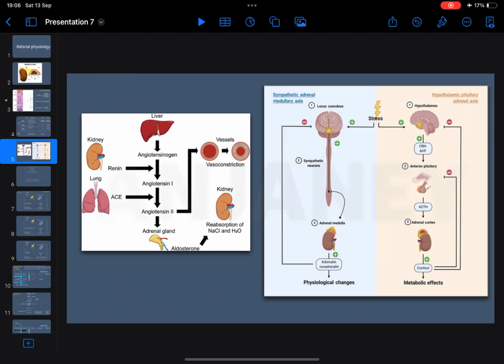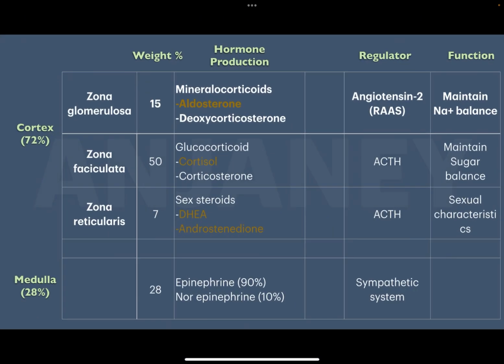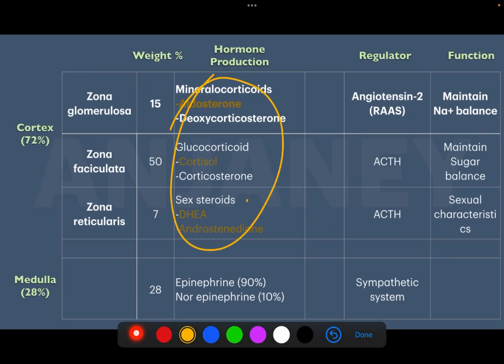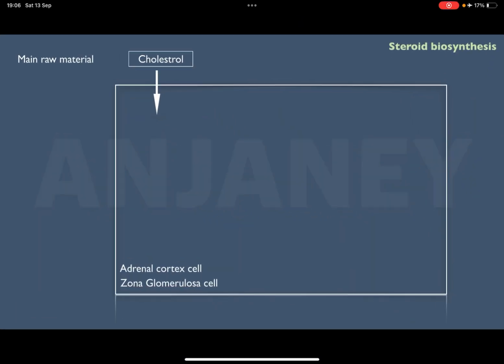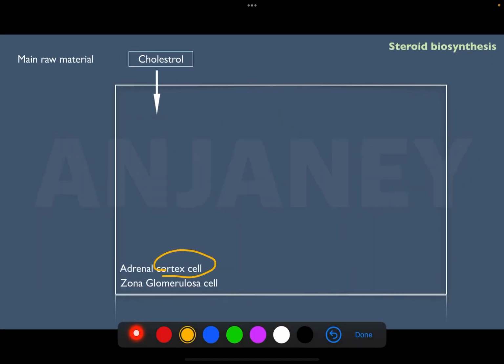Now we are studying how these steroid hormones are synthesized. We studied here that all these hormones are steroid hormones. So we are seeing how each individual part makes these hormones, right? Let's say this is the adrenal cortex cell, and in the adrenal cortex this is a zona glomerulosa cell. The cholesterol is a raw material for everything that will be made in this cell. Cholesterol is literally going to make anything in this slide, okay?